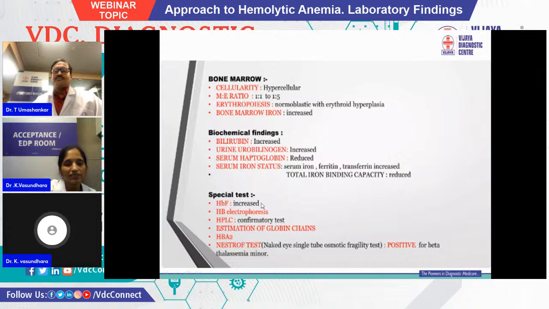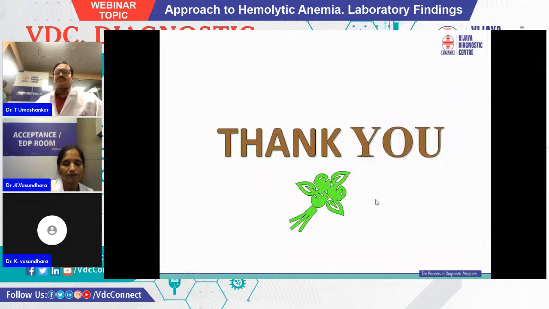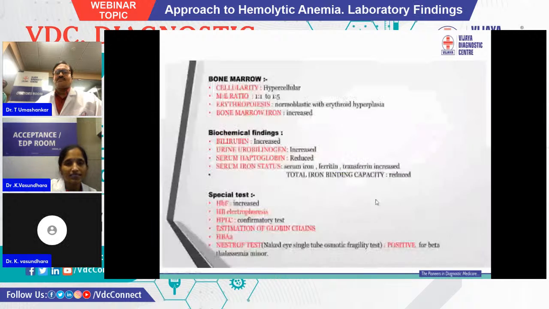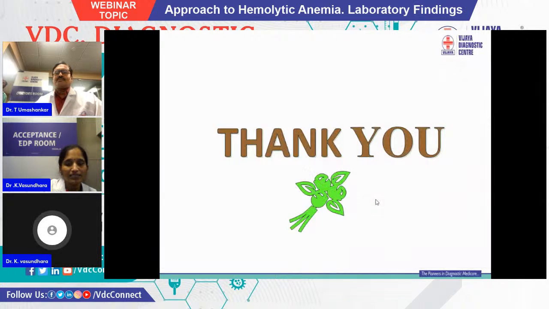The special tests for this are HB electrophoresis, HPLC, that is high performance liquid chromatography, estimation of globin chains, and the NESTROFT test. The NESTROFT test has less sensitivity compared to HPLC and HB electrophoresis. NESTROFT is the naked eye single tube osmotic fragility test, which is positive for beta thalassemia. So with this, I am concluding this section.